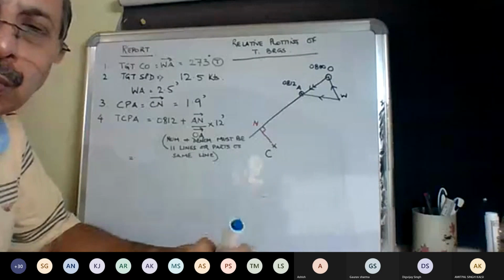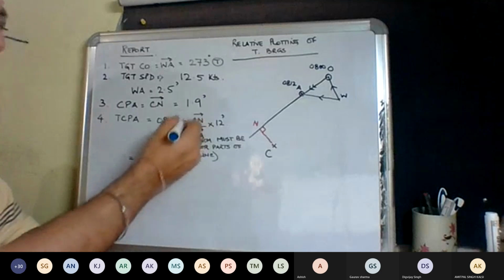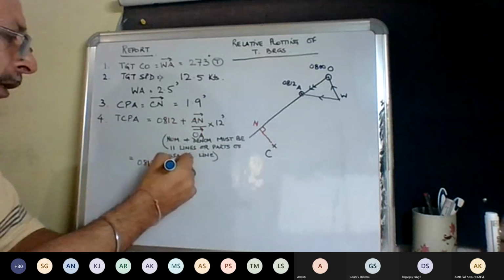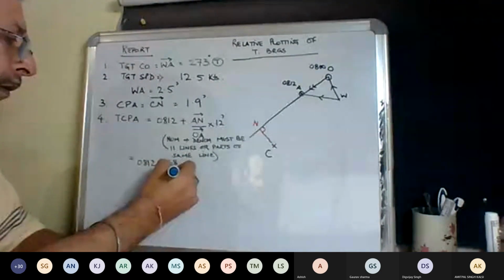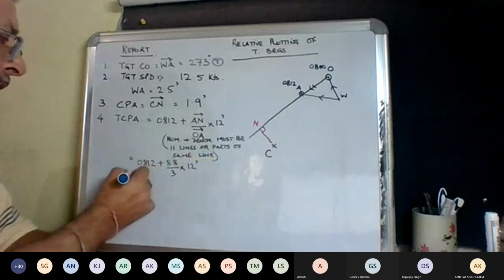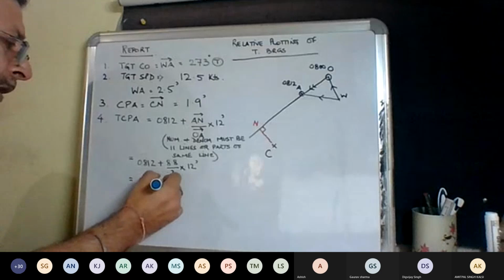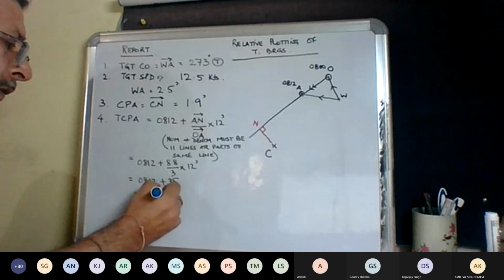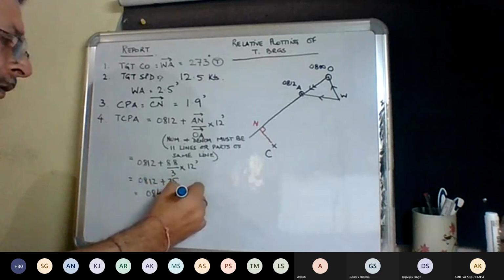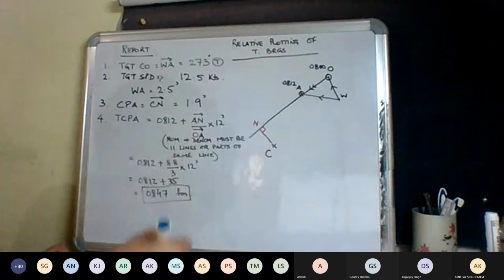So this will be 0812 plus 8.8 divided by 3 into 12 minutes, is equal to 0812 plus 35, is equal to 0847. So my TCPA is 0847.